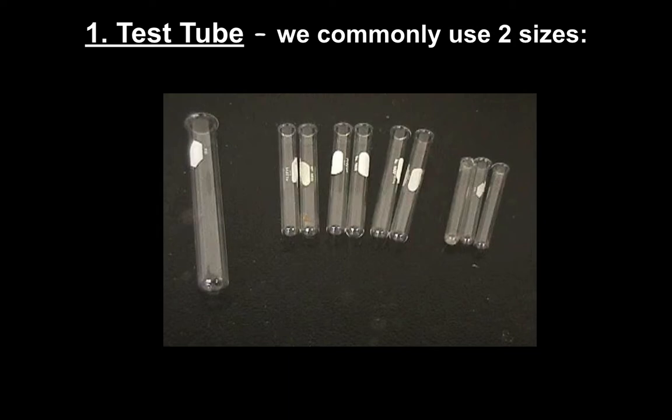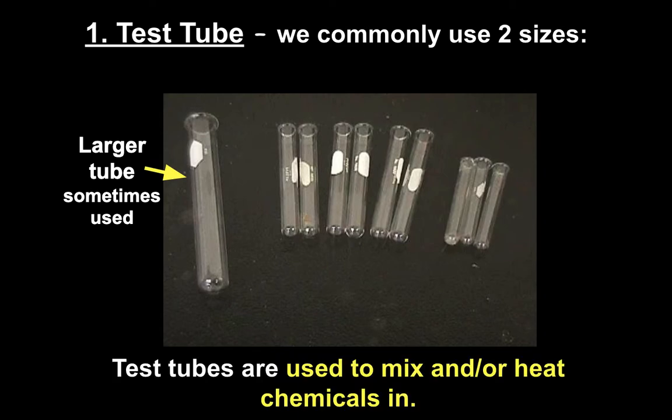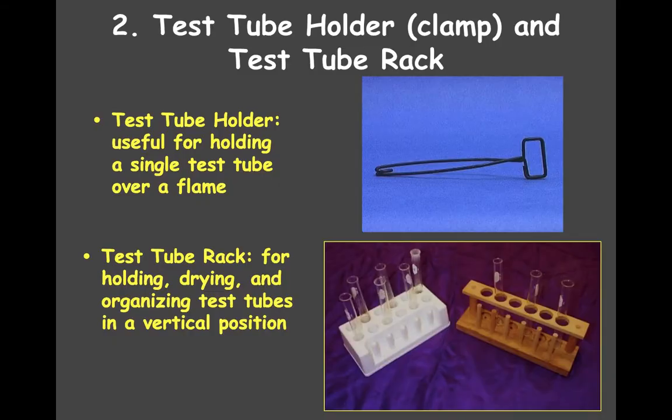The first one is the test tube. There are many different sizes of test tube. Notice it's kind of like a glass cylinder. We have very large and fat ones, and we have medium-sized ones that are skinny, and then we have itty-bitty tiny ones as well. You want to make sure that you have the right size for the experiment that you're doing that's going to hold the right amount of the substance. Like I said, there are some larger ones, and they are used to mix and or heat chemicals in.